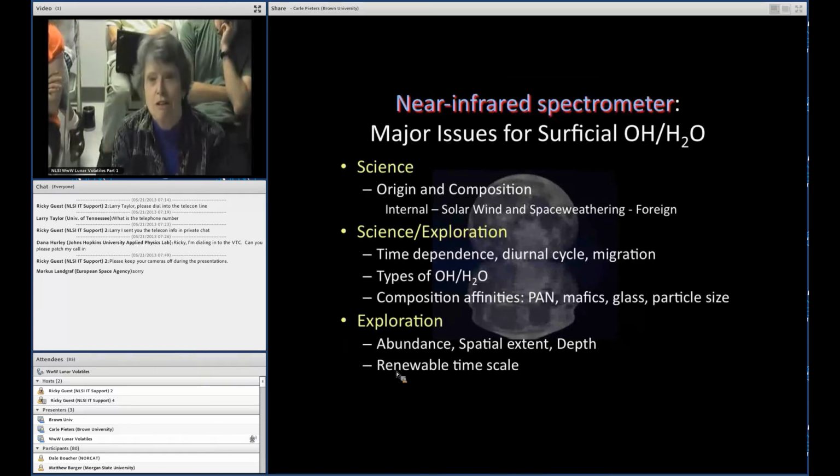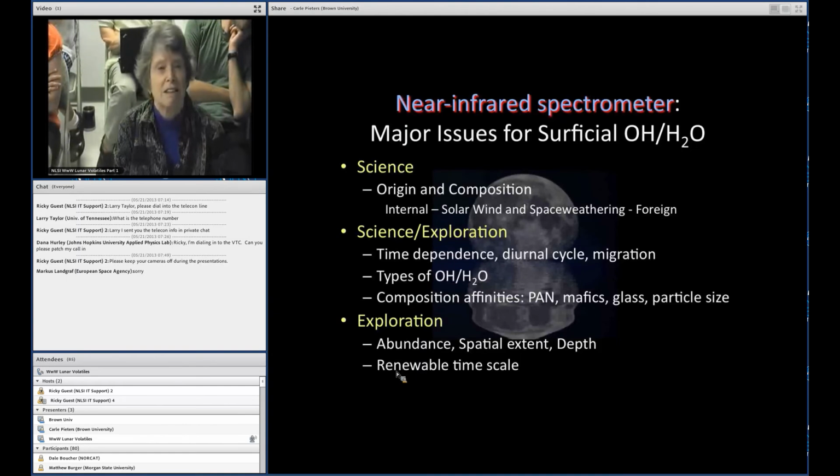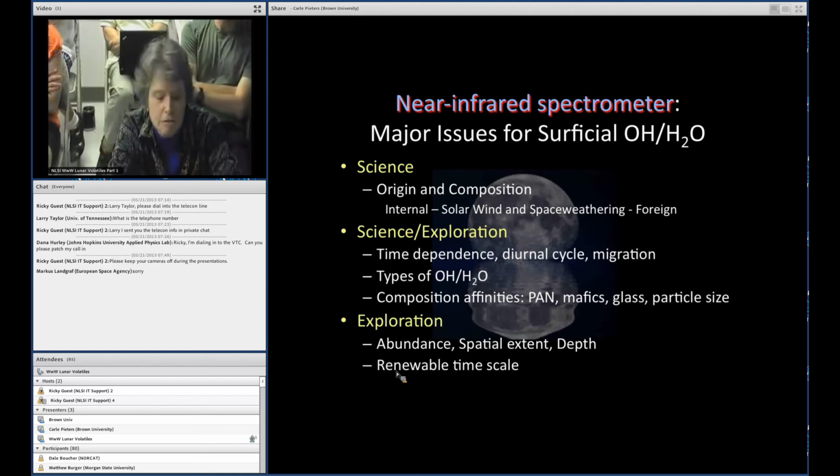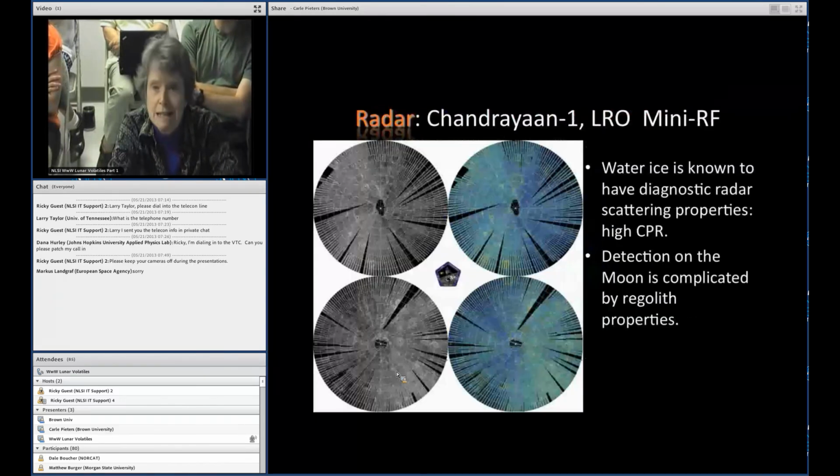Okay, moving further, I have to say this, that there's a whole suite of issues that have not been resolved. Some having to do with science, some having to do with exploration: the origin, composition, the time dependence, the type of OH, the compositional affinities, what kind of minerals, glass, rocks, particle size, the abundance, are these components renewable? There's a whole host of issues that are simply not resolved and really critical for both science and exploration.